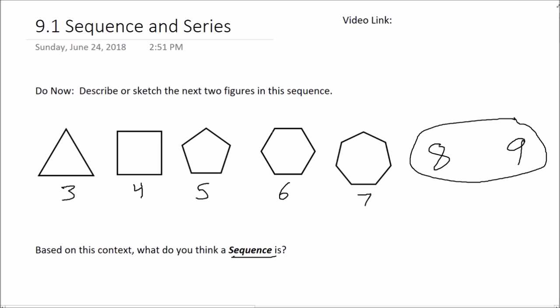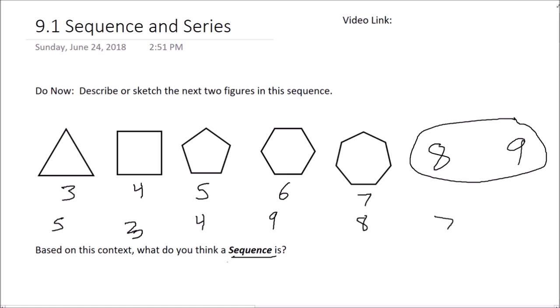Would it have still been a sequence if I had ordered it differently? Like for example, if I had put them as 5, 3, 4, 9, 8, 7. Well, maybe. So this was easier to think about: 3, 4, 5, 6, 7, 8, 9. Everything's in order. So that's the first thing I want you to know about a sequence. It is an ordered collection of elements.